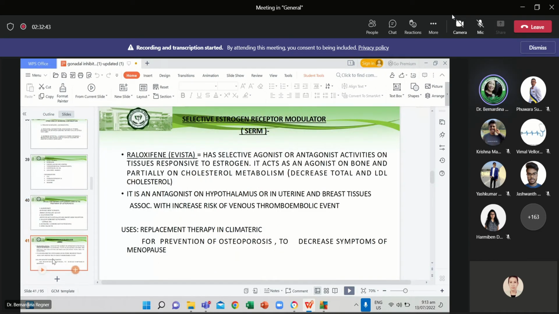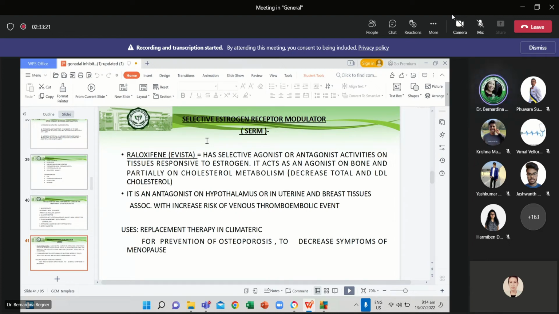Okay, so selective estrogen receptor modulator or SERM. Raloxifene, marketed as Evista, has selective agonist or antagonist activity in the tissues responsive to estrogen. It will act as an agonist on the bones and partially on your cholesterol metabolism, and it can decrease your total and bad cholesterol. It is an antagonist on your hypothalamus or in the uterine and breast tissues, associated with increased risk of venous thromboembolic event.